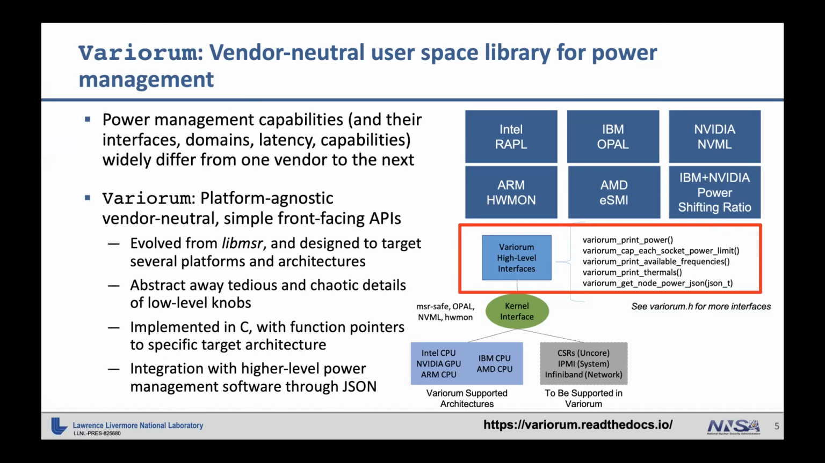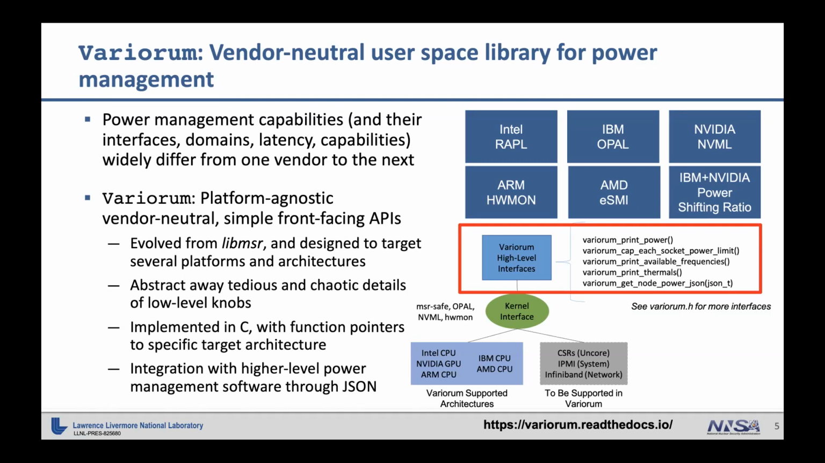Variorum is a C-based library, and we use function pointers as part of the build to set the particular implementation of the feature for the target architecture. And because of the way that we've designed Variorum with this new JSON interface, we're able to integrate Variorum into other layers of the power management stack and are able to pass information that Variorum knows about up to the other actors so that they can use that information to make decisions.